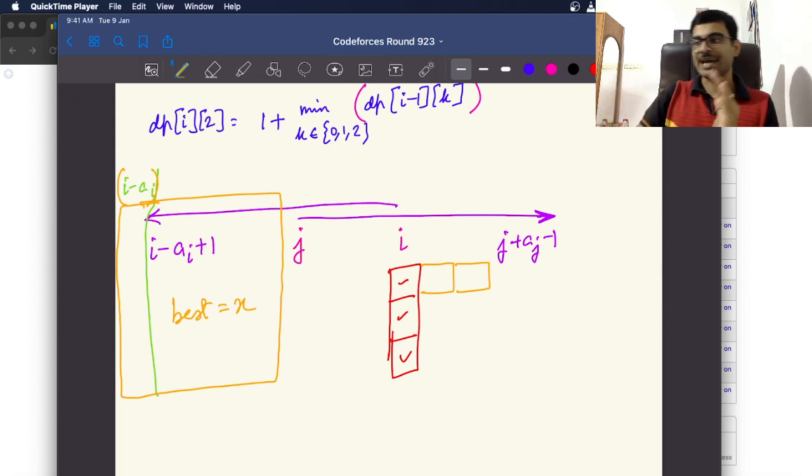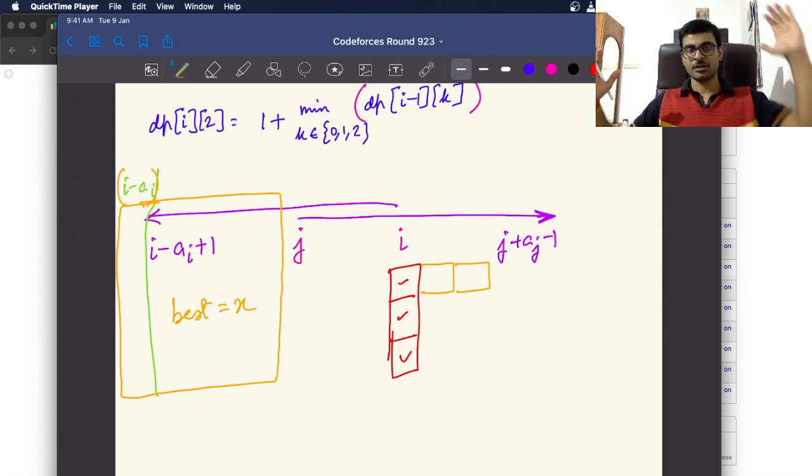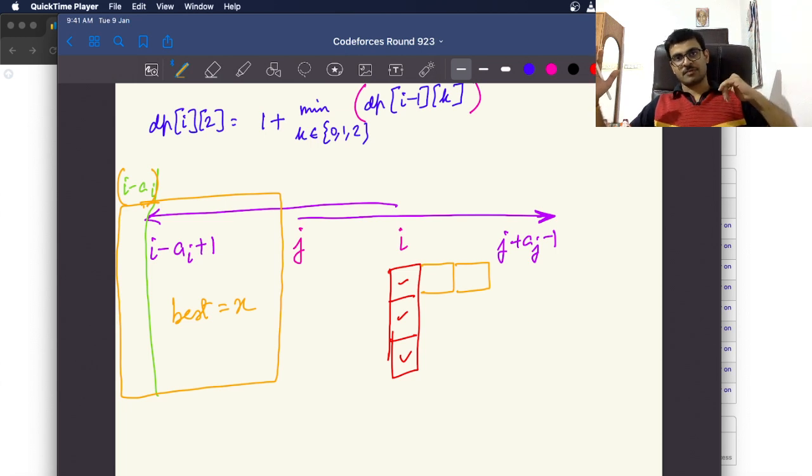So that is beyond this I and j. I and j are not covering that. So that column definitely I have to take. And I can take some better values if I have later.